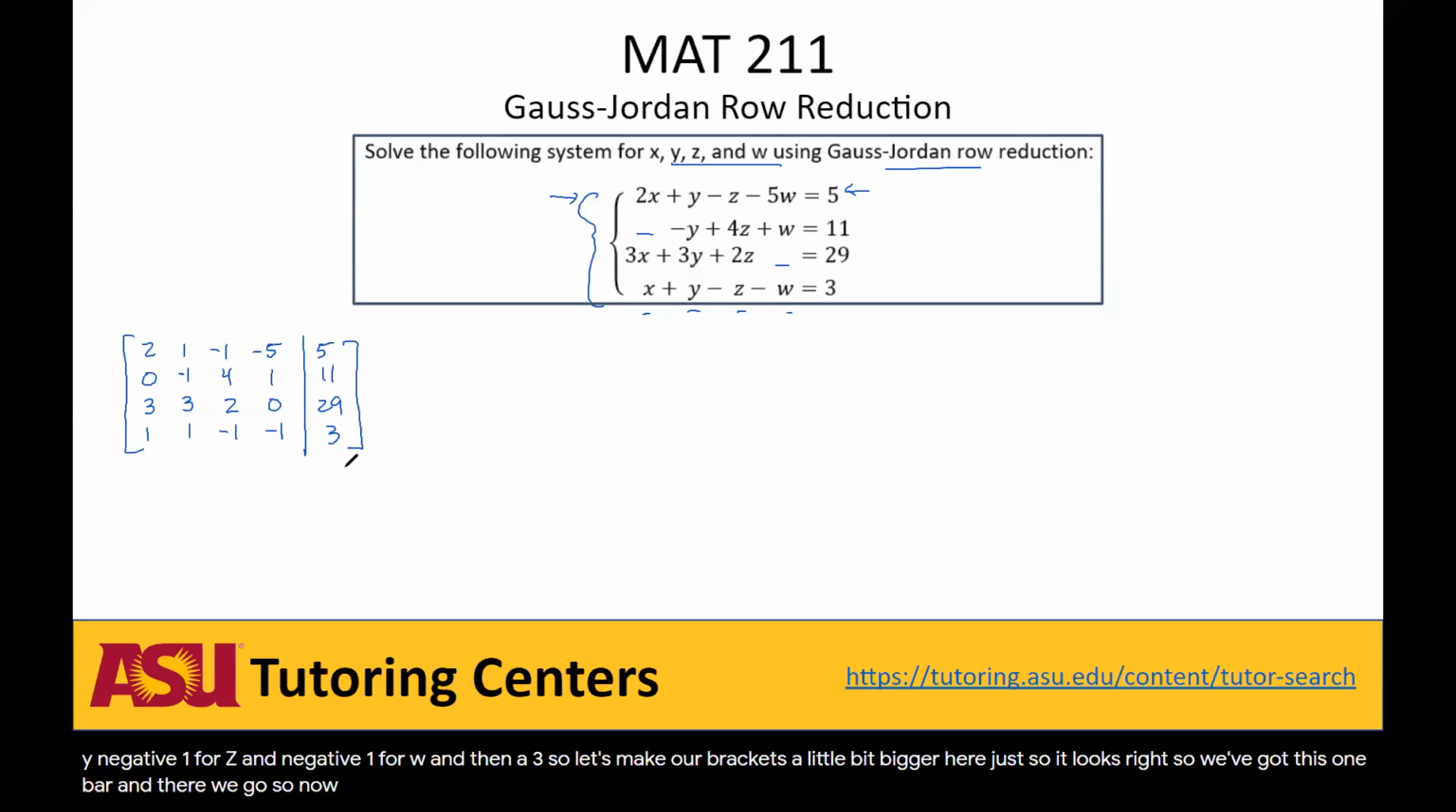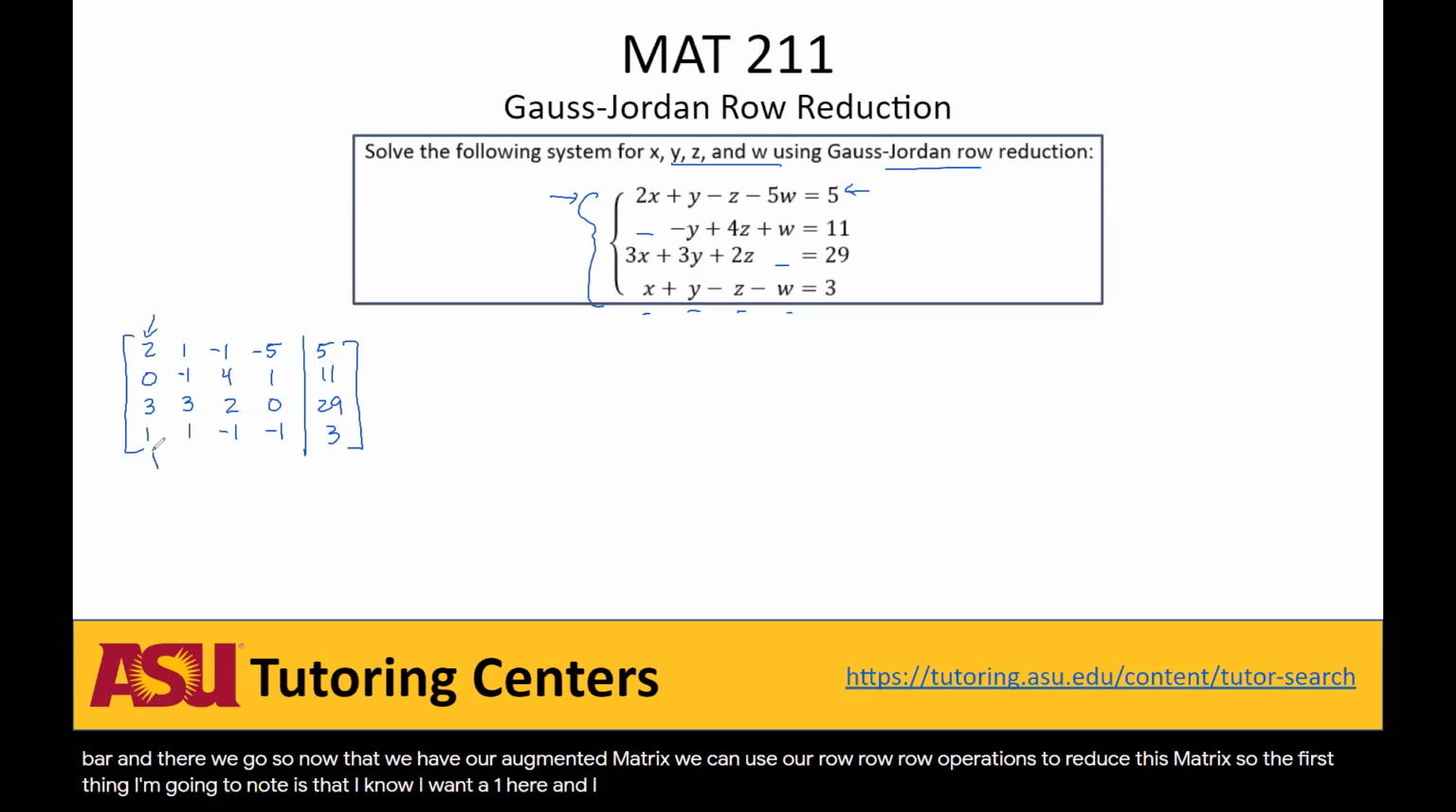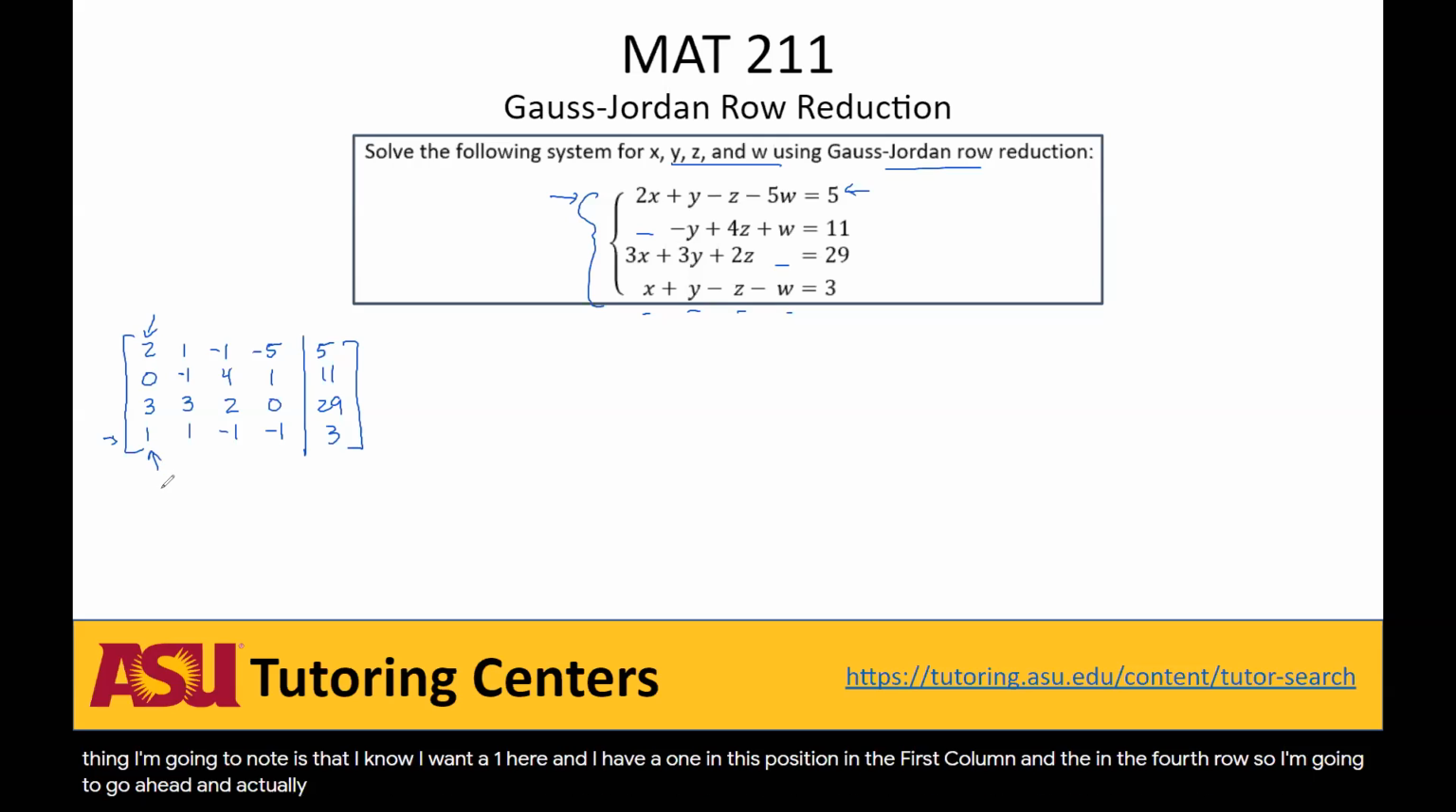So now that we have our augmented matrix, we can use our row operations to reduce this matrix. The first thing I'm going to note is that I know I want a 1 here, and I have a 1 in the first column in the fourth row. So I'm going to go ahead and swap these 2 rows, so that I can start with a 1 already in the first row's pivot spot.